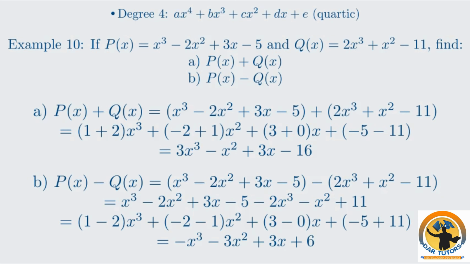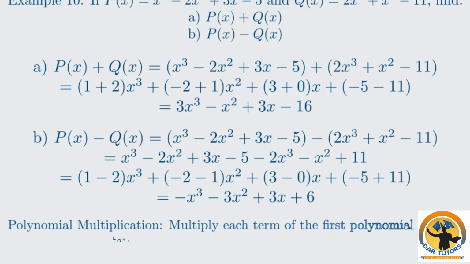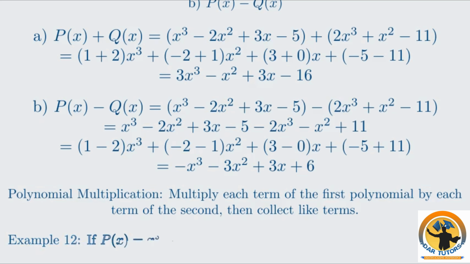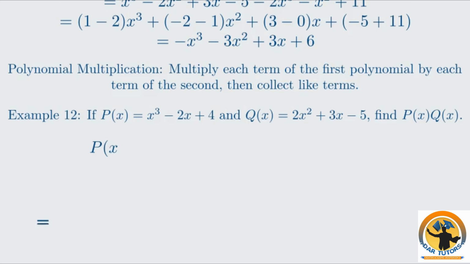Now let's look at polynomial multiplication. To multiply two polynomials, you multiply each term of the first polynomial by each term of the second polynomial, and then collect like terms. This is often called the distributive property, or FOIL for binomials. Let's find the product of p of x and q of x. We'll multiply each term in p of x by each term in q of x. First, we multiply x cubed by each term in q of x. Then, we multiply negative 2x by each term in q of x. Finally, we multiply 4 by each term in q of x. This gives us 3 rows of terms. Now we collect the like terms.